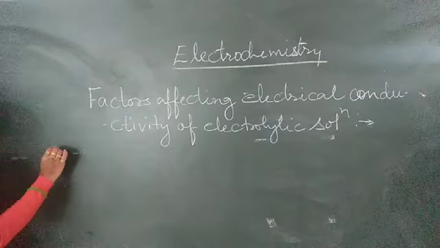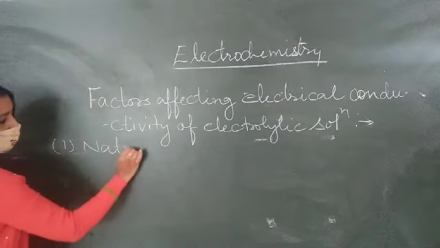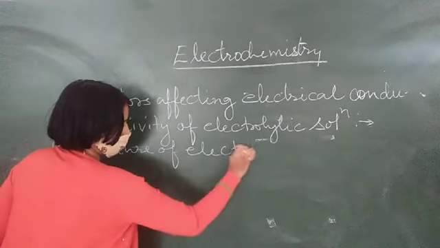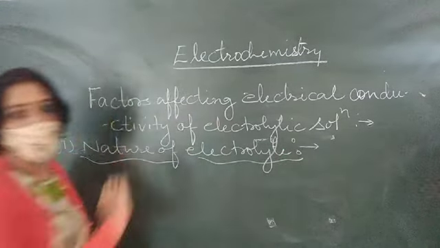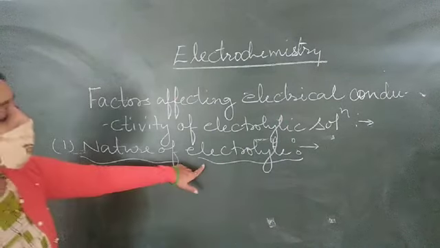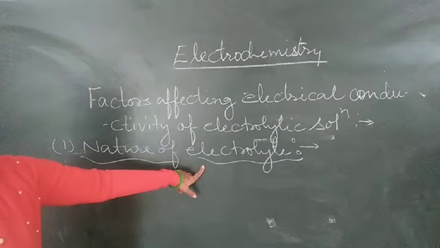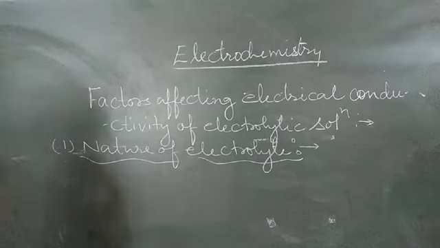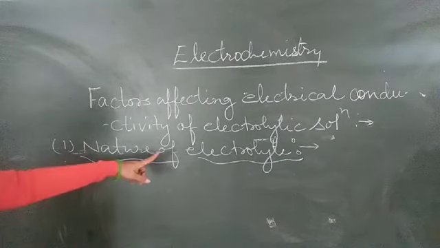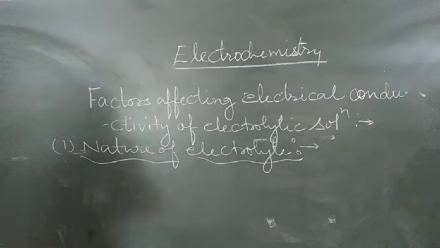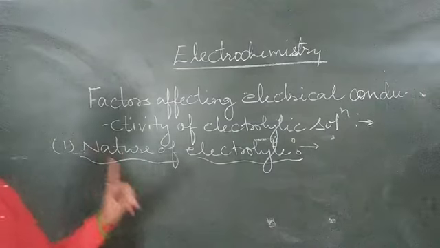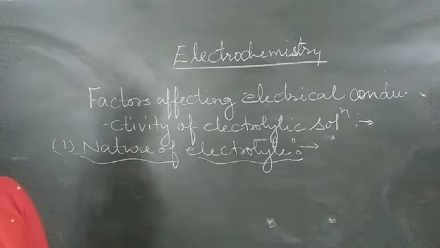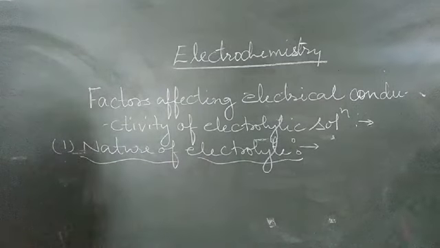Now there are various factors. The first is nature of electrolyte. This is the first factor. The conductance of the electrolyte depends upon the nature. But how will you know the nature of an electrolyte, whether it is a good electrolyte? If it ionizes completely, okay? Because for the conduction of electricity, what do we require? We require the ions. So the conductance of the electrolyte depends upon the number of ions.